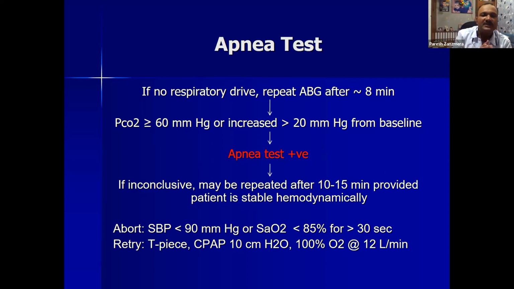Now you compare the PCO2 between the first and the second ABG. If the PCO2 rises to more than 60 mmHg in the second ABG, or the difference between the two is more than 22 mmHg, then your diagnosis of apnea is positive. So that is known as apnea positive. If it is inconclusive, we can repeat after 10 to 15 minutes after stabilizing the patient's hemodynamics. You have to abort the apnea test if the patient develops hypotension or desaturation, and you can keep on trying time and again with various maneuvers.